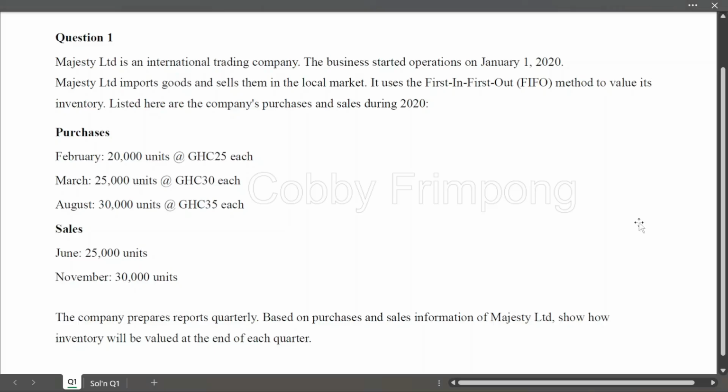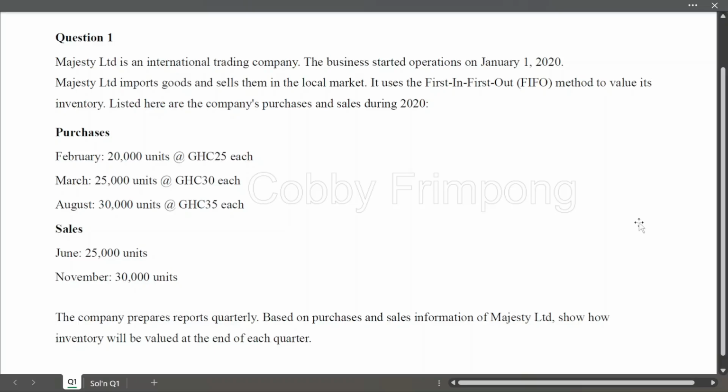Question 1. Majesty Limited is an international trading company. The business started operations on January 1st, 2020. Majesty Limited imports goods and sells them in the local market. It uses the first in, first out method to value its inventory. Listed here are the company's purchases and sales during 2020.